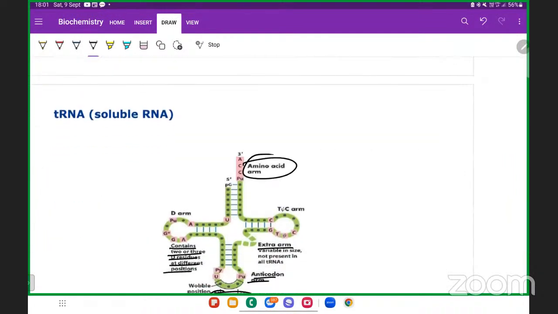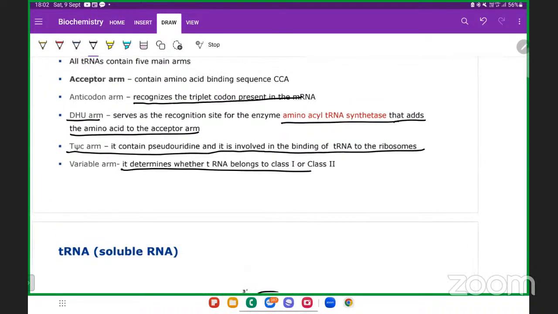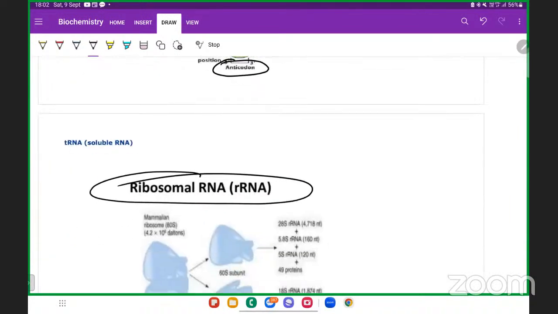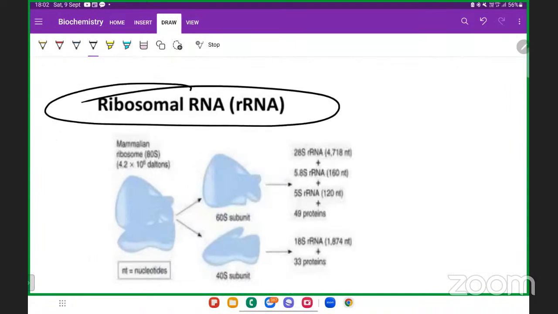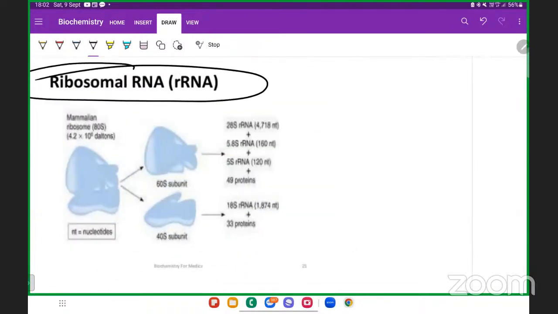Variable arm depends upon whether the tRNA belongs to class 1 or class 2. Who determines whether it belongs to class 1 or class 2? Your variable arm determines that. Once you know this, next you want to know the other one, that is your ribosomal arm. The ribosomal arm has two types. It depends on whether it is a prokaryote or a eukaryote.